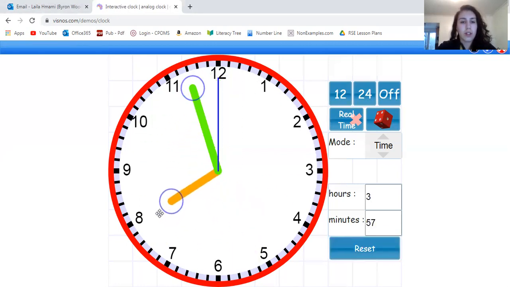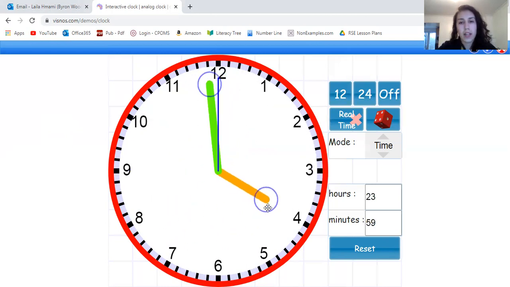Oh, oops, daisy. Here we go. What time is it? Well, the big hand is pointing straight up over the 12. We know that is o'clock. And the hour hand is pointing at 8, so it's 8 o'clock. What time is this? Well done if you said 4 o'clock.